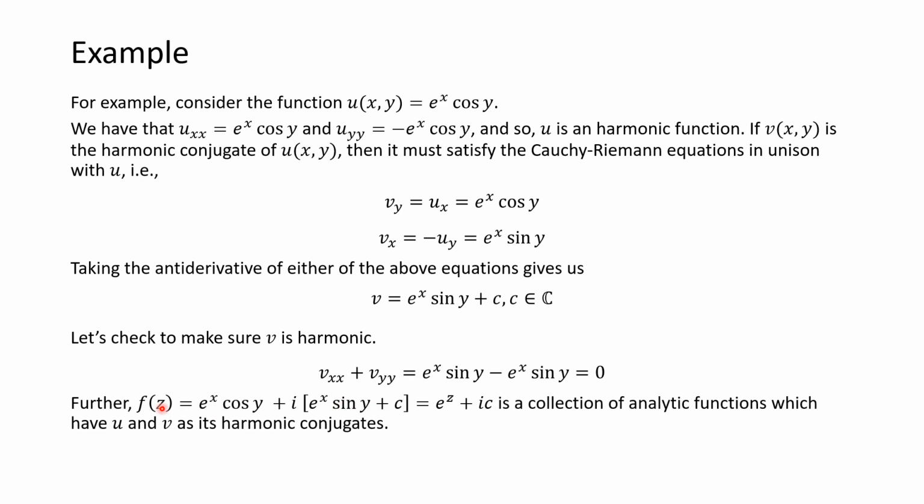And finally, we can say that f of z equals e to the x cosine y plus i e to the x sine y plus our constant c is an analytic function that has u as its real part, and then our v is its imaginary part. And we can actually simplify this. This is actually e to the z plus i times a constant. So it's a collection of solutions, one for each possible complex value.